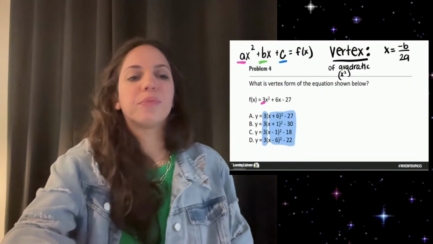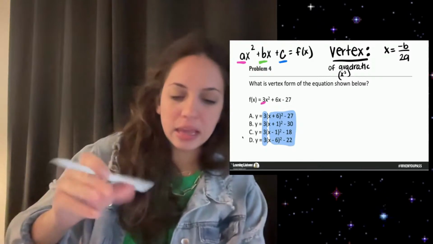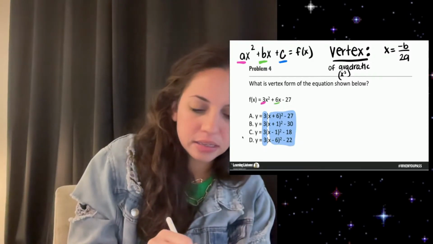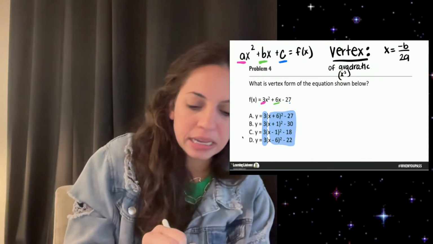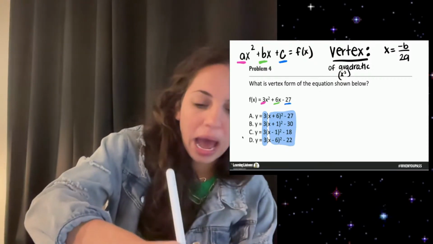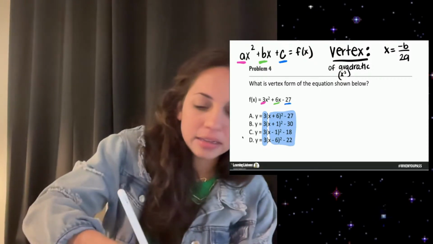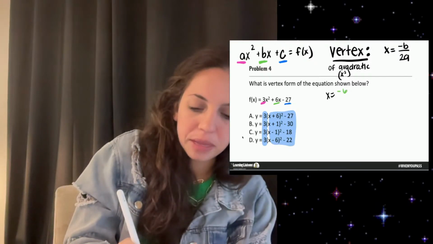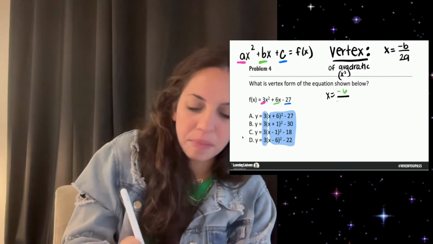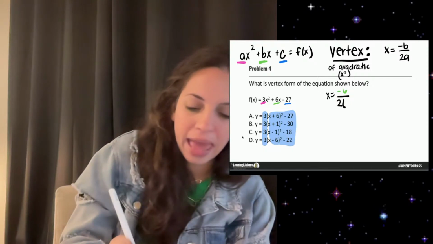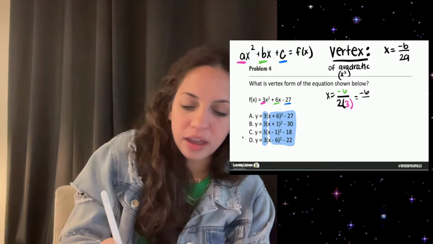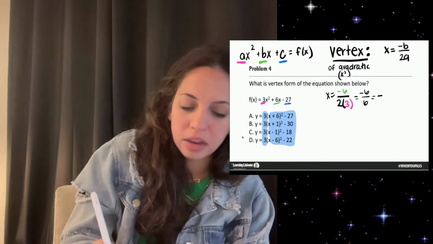Okay. So my A is 3. My B is 6. And my C is 27. So I can do x equals negative B divided by 2 times A, which is 3. Negative 6 divided by 6 equals negative 1.